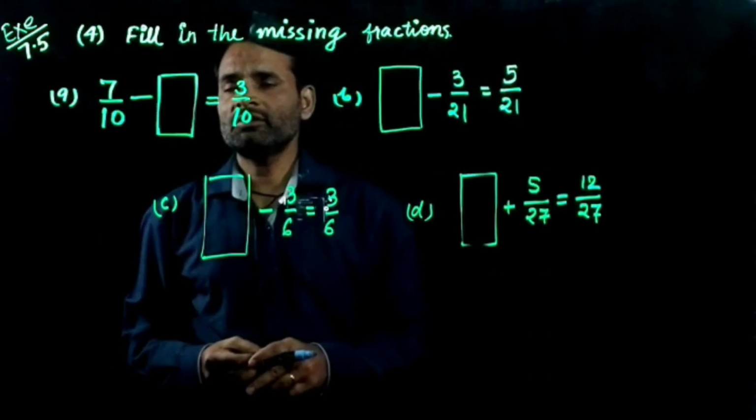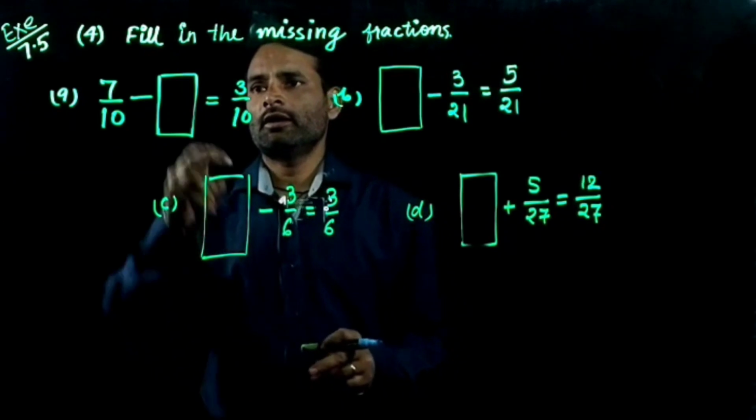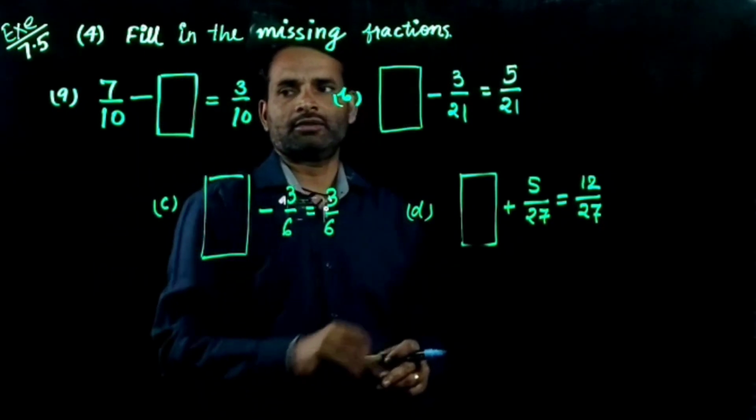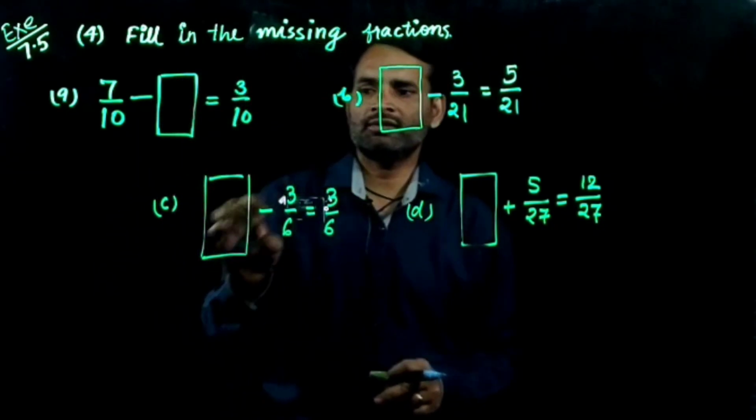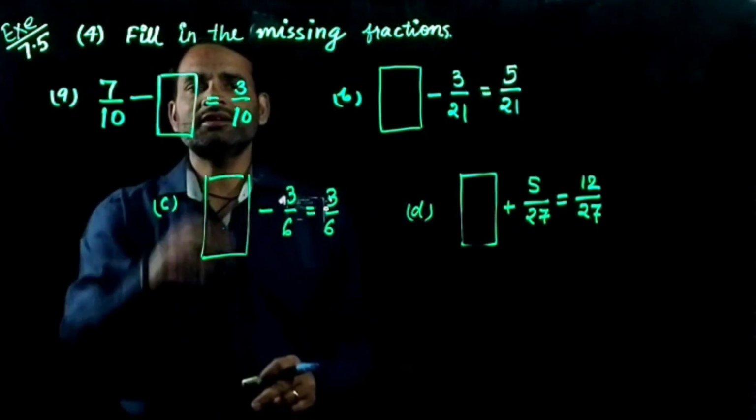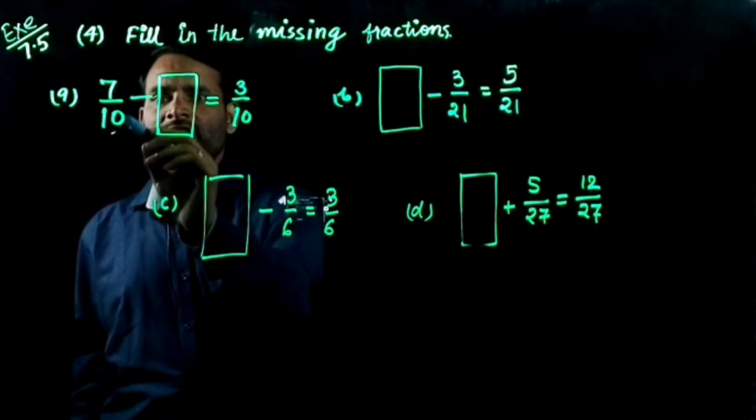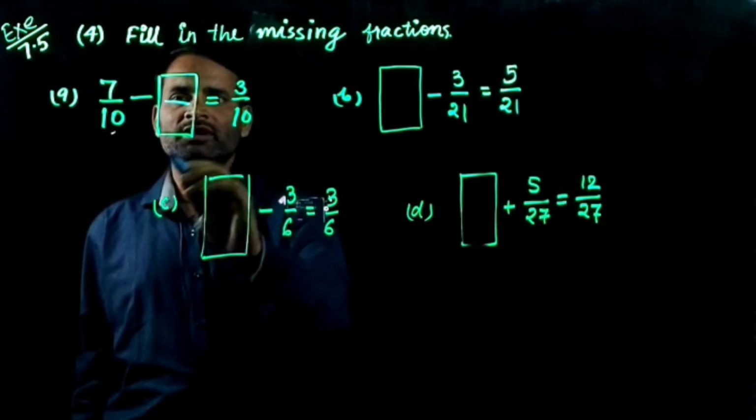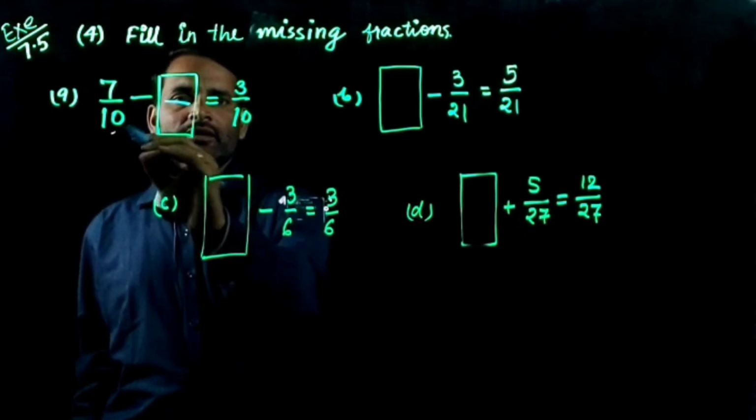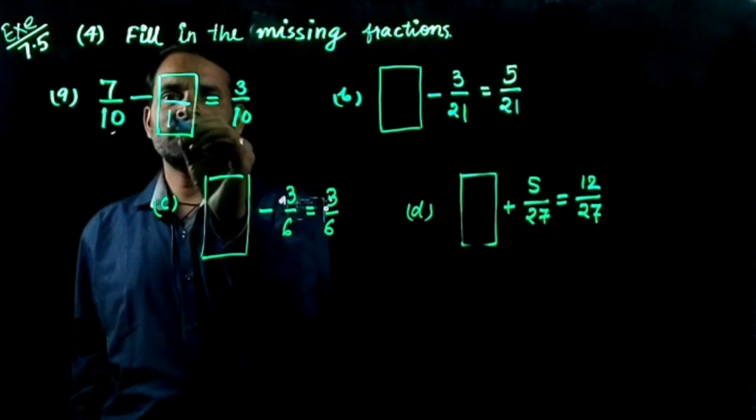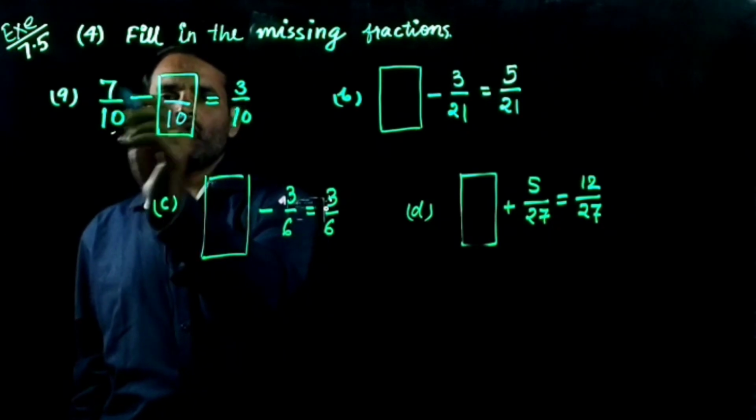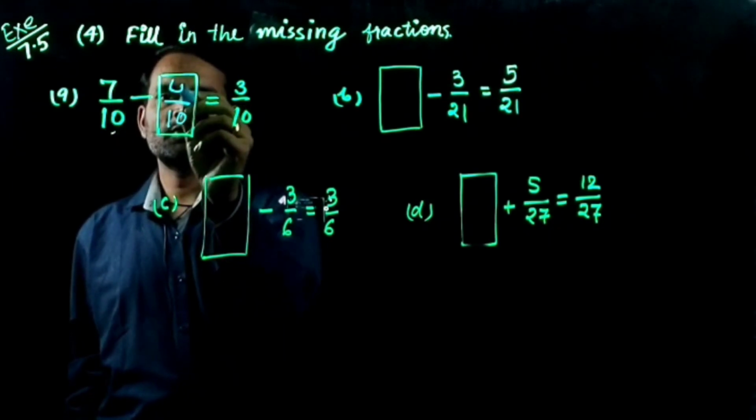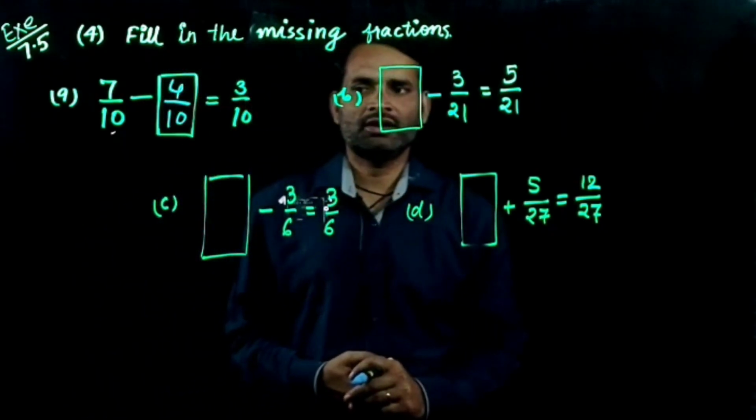Question number 4 is fill in the missing fraction. The 4 questions are given, A, B, C, D, and you find the missing fraction. There it is 7 upon 10 minus the missing fraction is 3 upon 10. The value of the denominator is the same, and 7 minus 4 is equal to 3 upon 10.